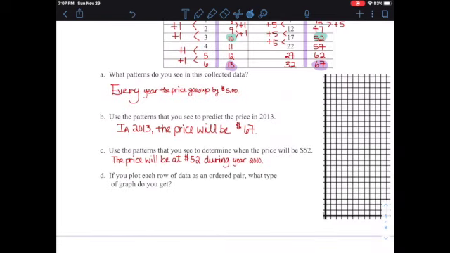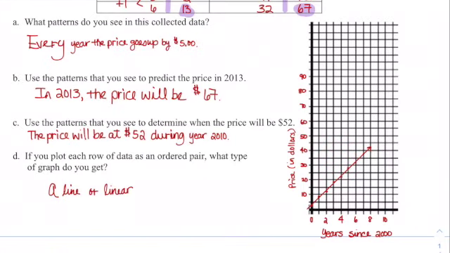Plot the points for letter D. If you plot each row of data as order pairs, what type of graph do you get? I'm going to plot them, and then we can take a look at it. Well, it's going to be a line, and that's a word that we use from chapter 1. It's called linear. A line is a linear graph.